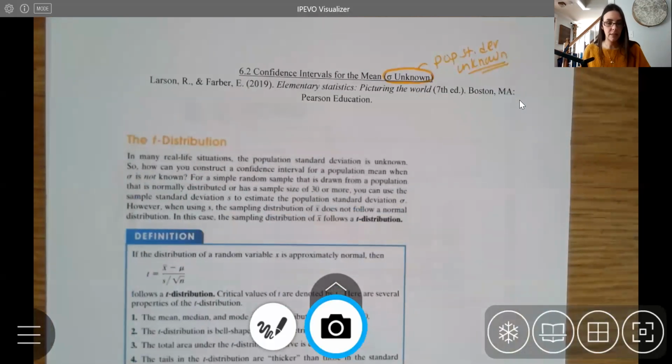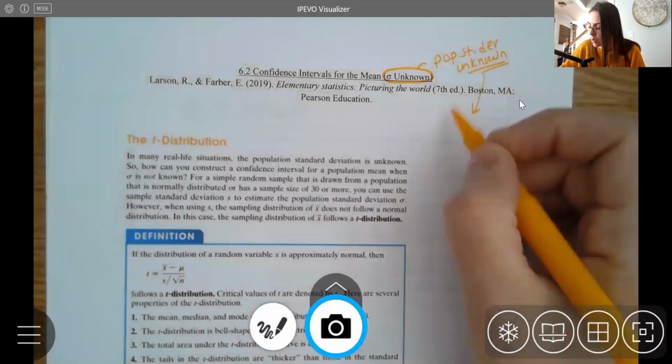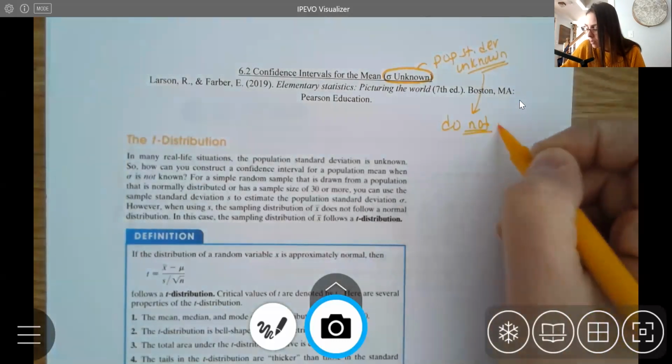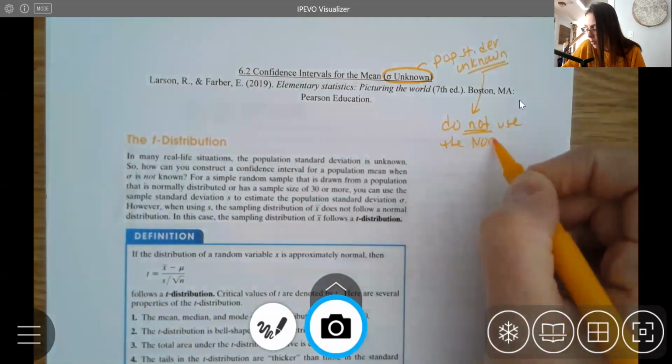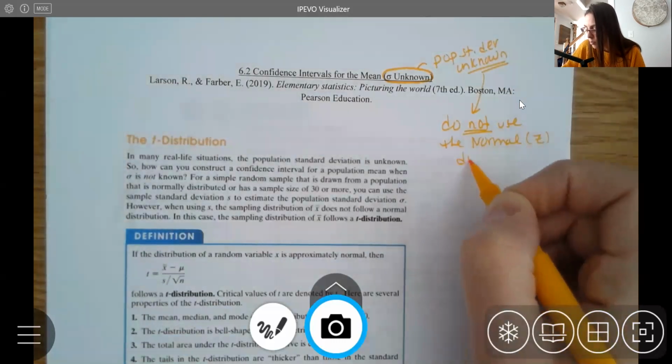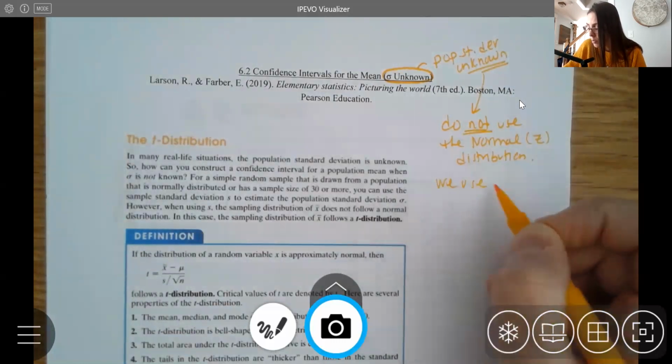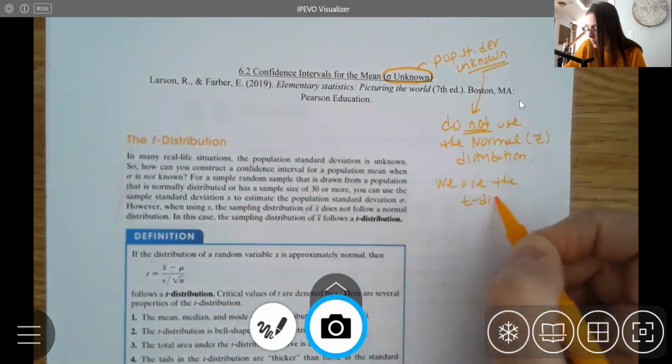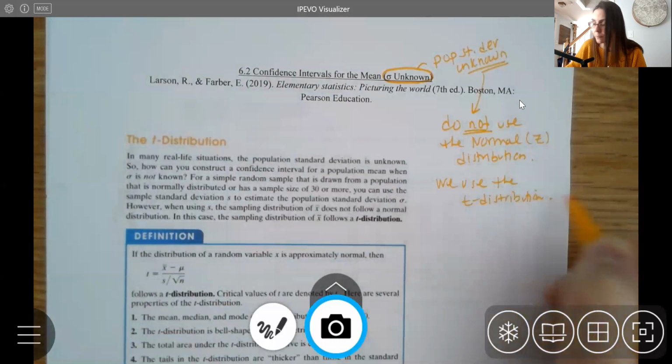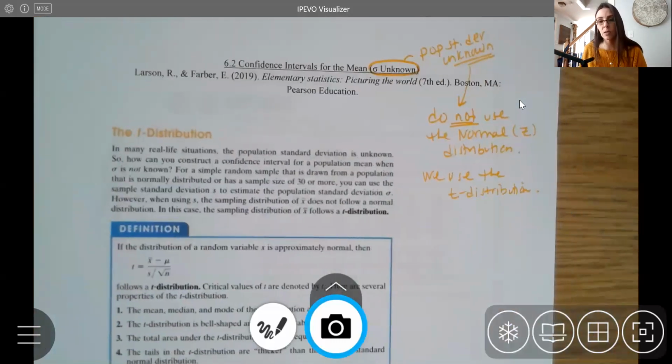Now, when that happens, when sigma is unknown, we do not use the normal, which is the z distribution, for our critical values, okay? We use a new distribution called the t distribution, or sometimes called the student t distribution if you've heard it before. So this is the change we're going to make. Everything's going to be very similar, but those critical values that we found last class, those z values, we can't use here. We're going to use t values instead. So we're going to have to find different critical values. But otherwise, the processes are very similar.